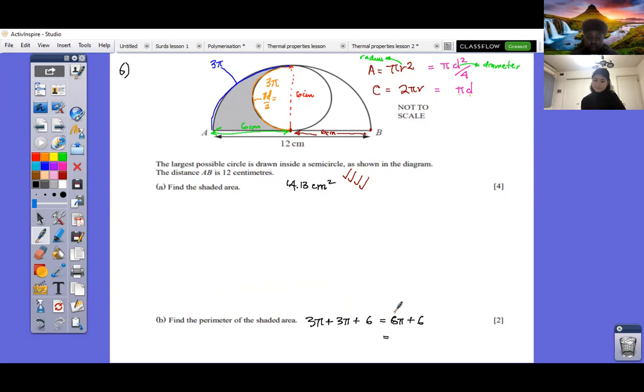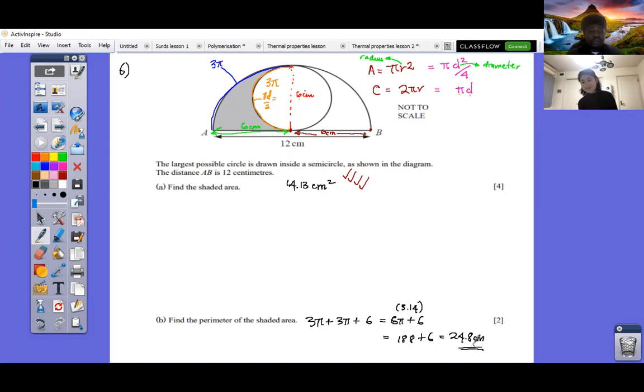This gives me, or this here is 3.14, that value of pi. 6 times that is roughly 18 point something, 18.8, plus 6. So I get my answer as 24.8 centimeters. Okay, so far so good.